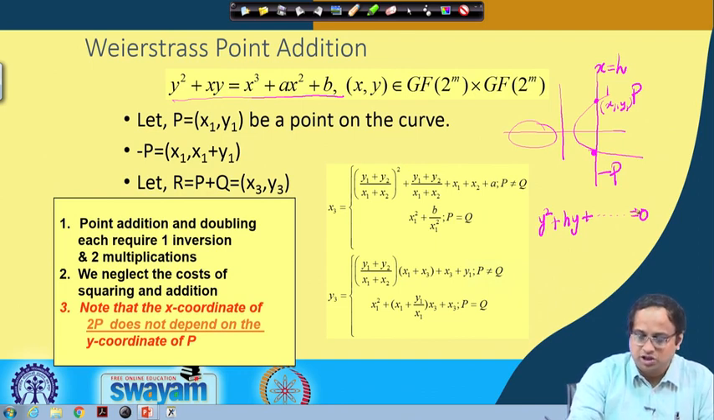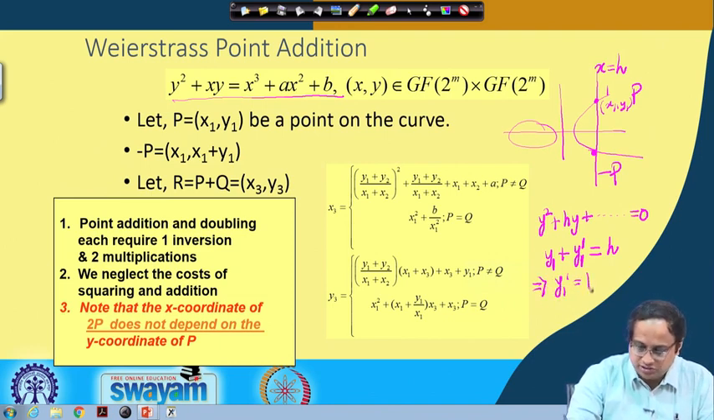Now we can observe that there are two solutions here. One of them is say y1. The other one is say y1 dash. So, y1 dash is what we want to compute. If I add them, it will be the negation of h, but since this is characteristic 2, this will be equal to h. So, this implies that y1 dash is equal to h plus y1.